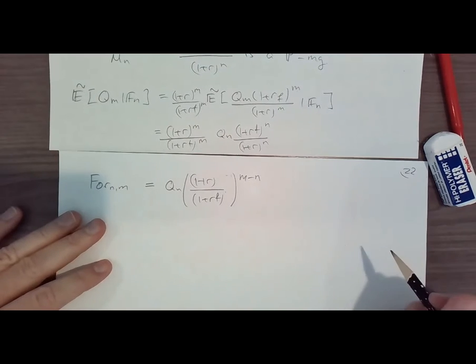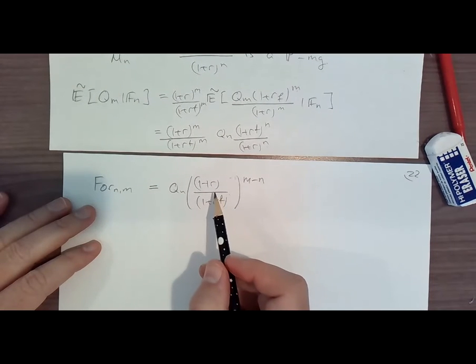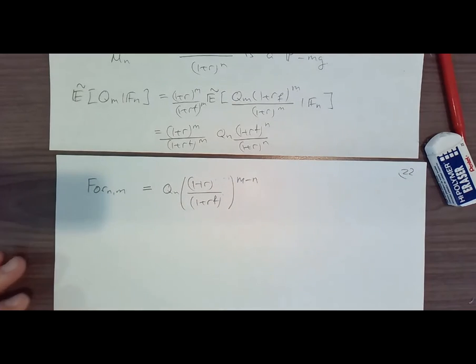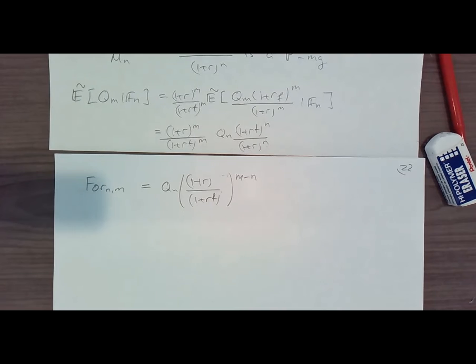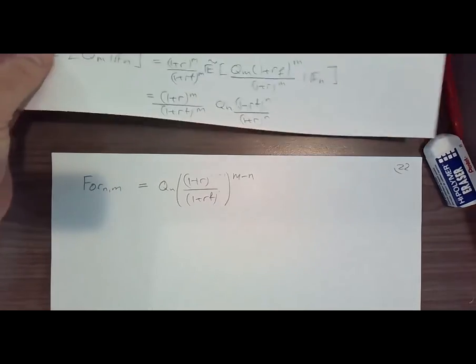So I know that this here is a martingale as well. So that's the expression for the forward exchange rate. So what I had in mind was to solve a couple of problems using this. Before I switch over to solving problems, are there any questions on what we've done here?